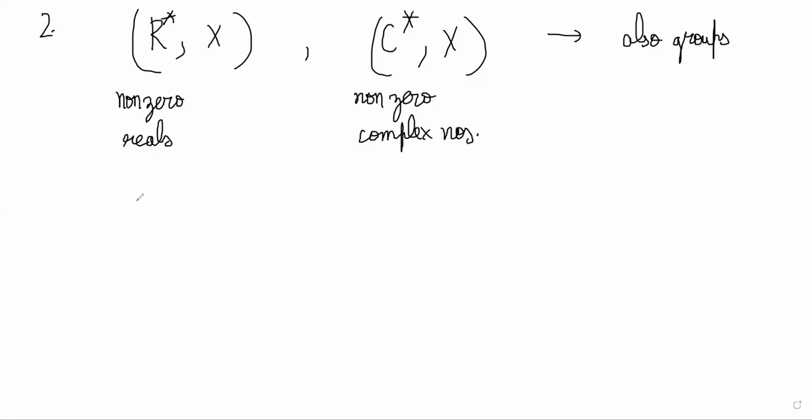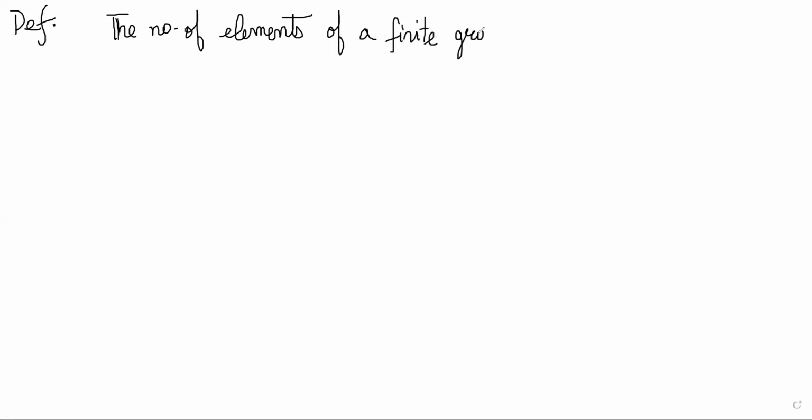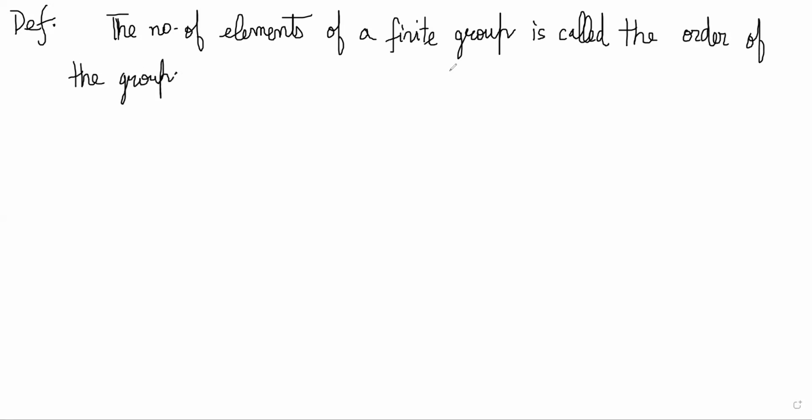But we'll start off with a definition. The number of elements of a finite group is called the order of the group. What do we mean by finite group? Finite group means the set is finite, its cardinality is a finite number, right?